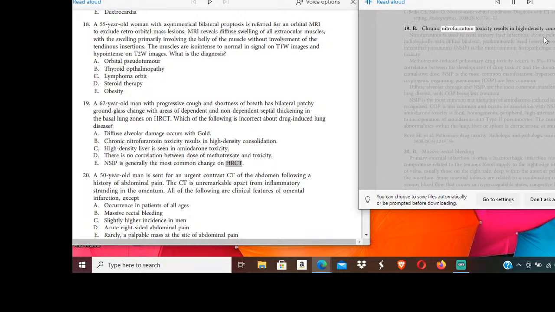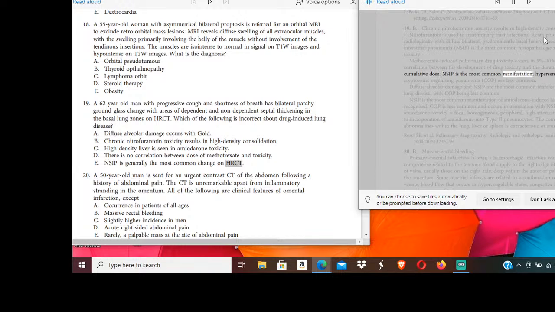19. B. Chronic nitrofurantoin toxicity results in high-density consolidation. Nitrofurantoin is used to treat urinary tract infections. Acute pulmonary toxicity manifests radiologically with diffuse bilateral, predominantly basal heterogeneous opacities. Nonspecific interstitial pneumonia, NSIP, is the most common histopathologic manifestation of chronic toxicity. Methotrexate-induced pulmonary drug toxicity occurs in 5%-10% of patients. There is no correlation between the development of drug toxicity and the duration of therapy or total cumulative dose.